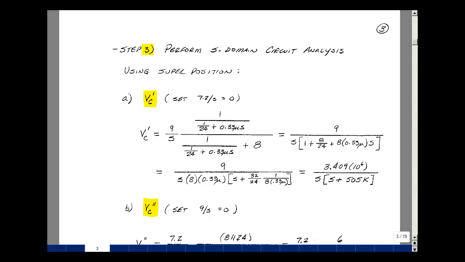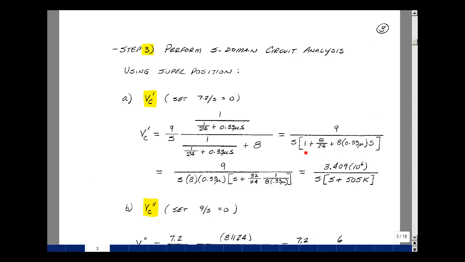Now the parallel combination, we could take the admittances and add them together and then take the reciprocal. So the resistor would be 1 over 24, and the capacitor would just be S times C, which is 0.33 micro times S. Let's multiply numerator and denominator by this term. So we're just left with a 1 in the numerator times 9. The denominator has an S, and then this term is just 1. And then multiplying this times 8, I have 8 over 24, and then 8 times 0.33 micro times S.